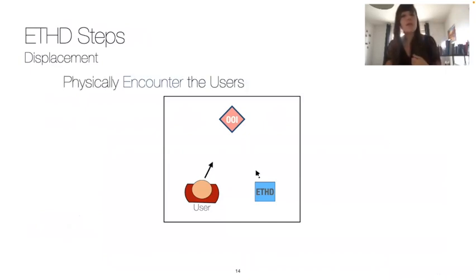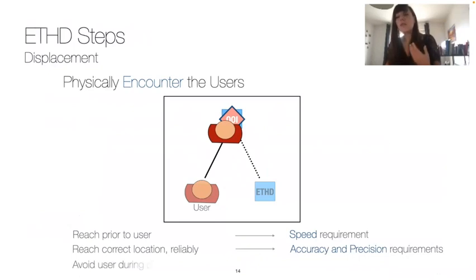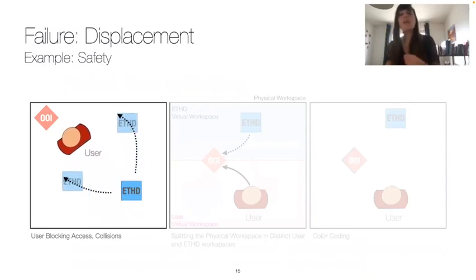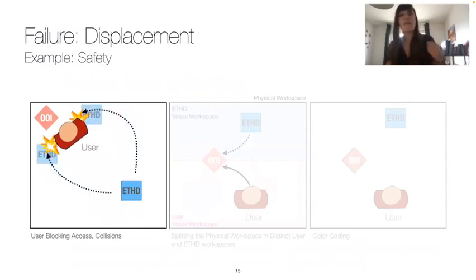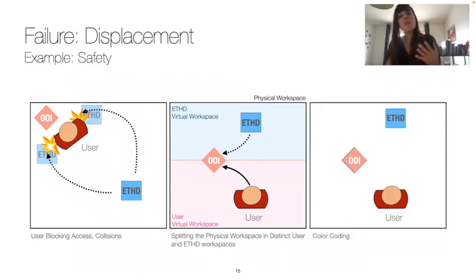Now, let's assume that the OOI has been correctly picked. The user will then move towards it, and the ETHD will therefore be required to physically encounter the user. This would require speed, accuracy, precision, and safety. Let's give some examples of some failures and associated strategies from the literature. For the safety requirement, the main risk is to have the user and interface colliding. The first mitigation solution would be to split the user and ETHD workspace. A second one would consist in notifying the users when the ETHD is in place and ready for interaction.